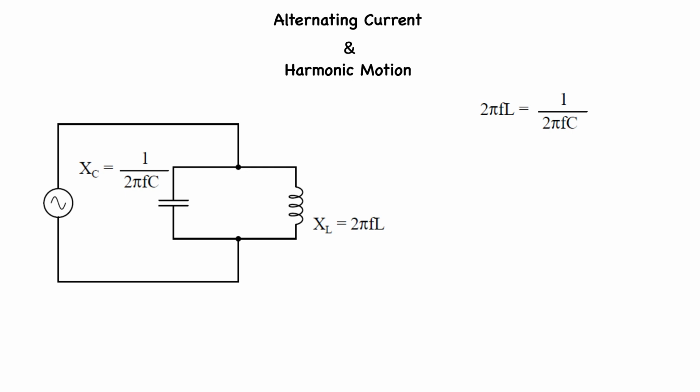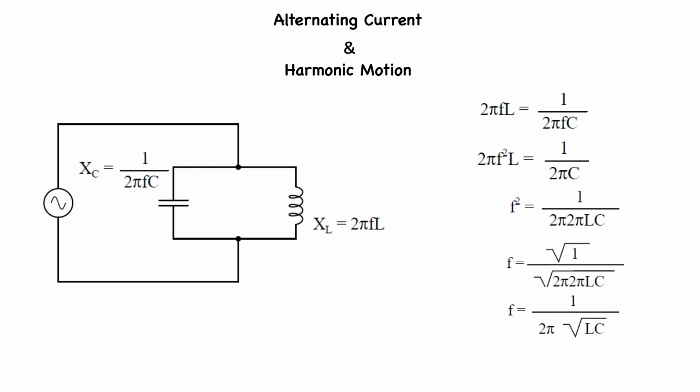To find that resonant frequency, we simply solve the equation for F, and we find the natural frequency for this tank circuit is 1 over 2 pi times the square root of the inductance times the capacitance.